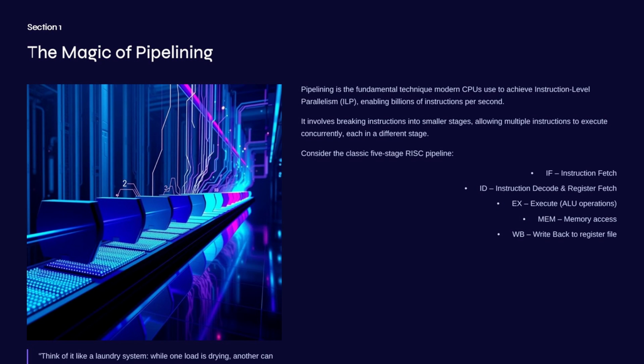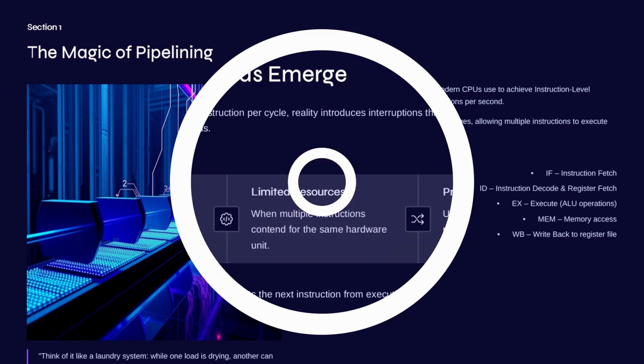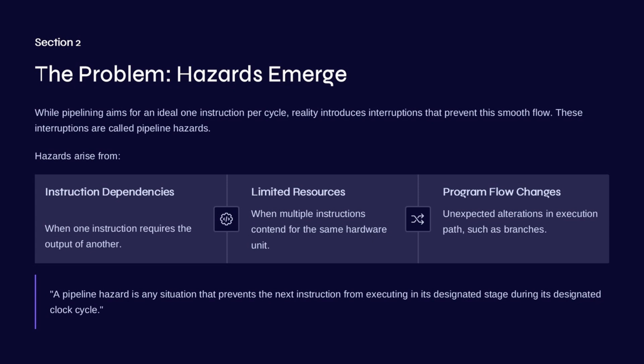Think of it like a laundry system. First person loads clothes into the washer. Second person moves them to the dryer. Third folds them. Fourth sorts and puts them away. While the dryer is running, the washer can start again. This parallelism is the pipelined CPU, ideally one instruction per cycle.